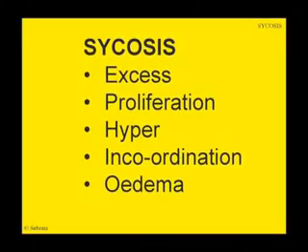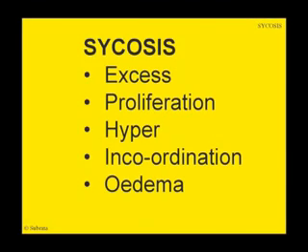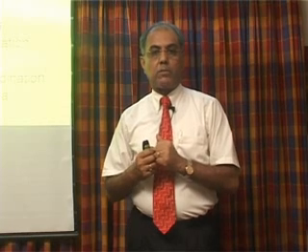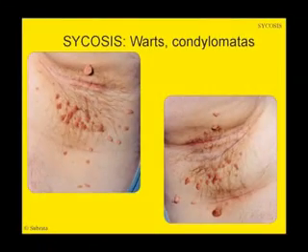Psychosis: excess, proliferation, hyper, incoordination, and edema. Edema is, interestingly I can say, an incoordination. On the one hand, it is a hyper or excess, and on the other hand, it's the incoordination of the absorption of the fluid, so that's edema, psychosis. You see these words, condylomatous, these are all interesting manifestations of psychosis.